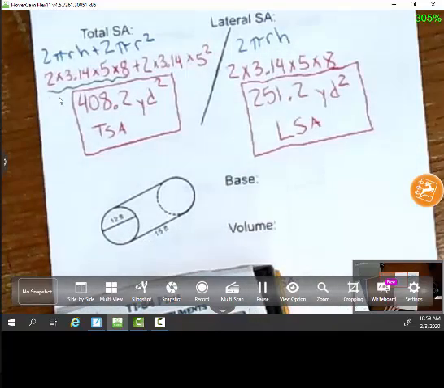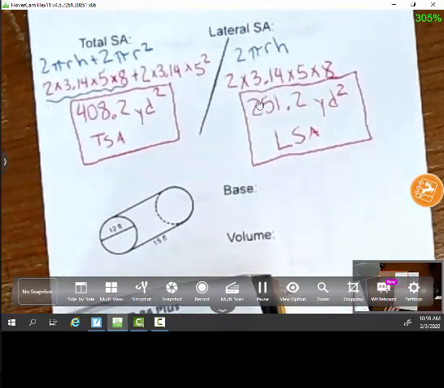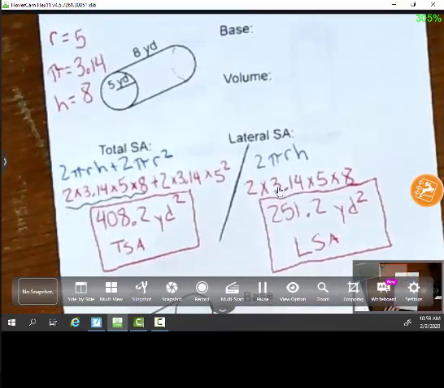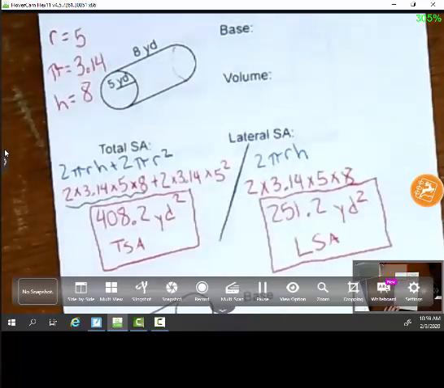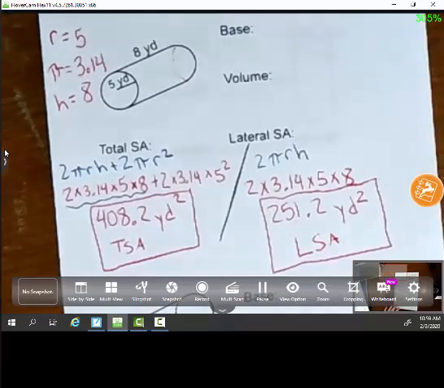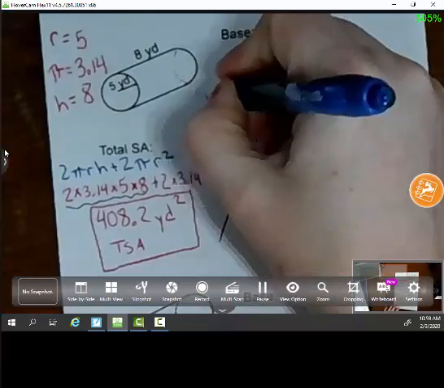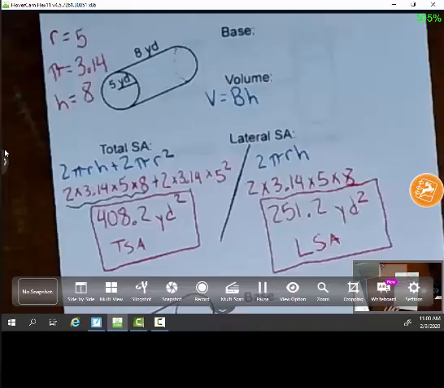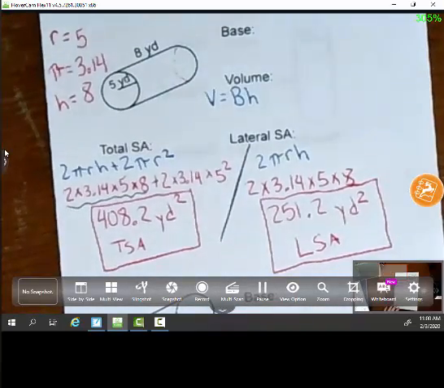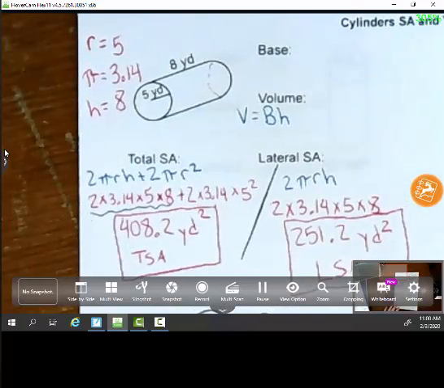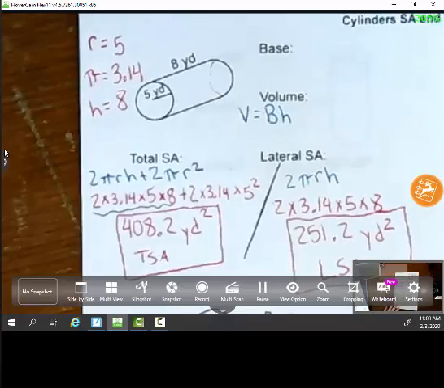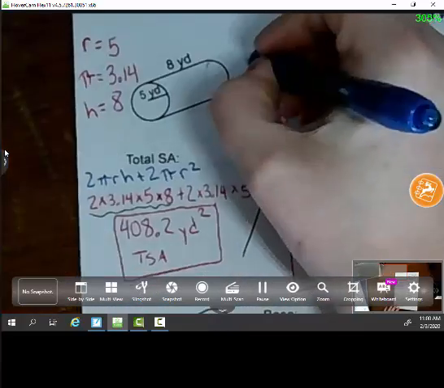So, volume. A hot mess. Volume is not a whole hot mess. So, what's our formula for volume? We've been doing it. V equals what? V equals BH, right? So it has that one little extra piece that we have to find. What's that one little extra piece? The B, the base.